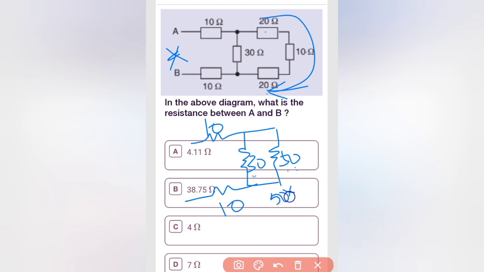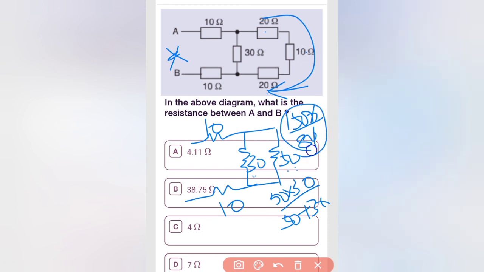So 50 into 30 divided by 50 plus 30 is going to be 1500 divided by 80. If you cancel that, 150 divided by 8, plus 10 plus 10. 10 plus 10 is 20. So this 150 divided by 8 will be in series with these two, 10 and 10. Therefore 20 plus 150 divided by 8.